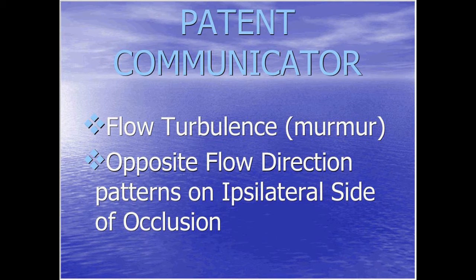Now here's one thing you're going to see. You're going to have opposite flow direction patterns on the ipsilateral side of the occlusion. So let's say I have a right carotid occlusion. Let's say my anterior communicating artery is open. My anterior cerebral artery will not be going the normal direction. And I'm going to demonstrate this for you with the simulator. So that's one thing you're going to see. Two things: you're going to hear the turbulence, the flow, the murmur, and you're going to have flow patterns that are reversed. They're not normal.